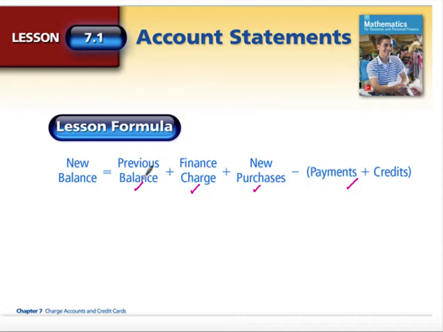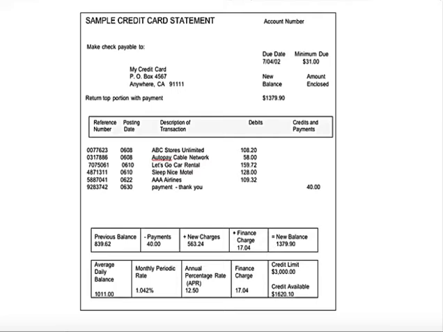All of that together gives you what your new balance is for the month. So let's look at an account statement. This is just a generic account statement that you would receive at the end of the month. Here you're going to see where you're to make your check payable to and an address.